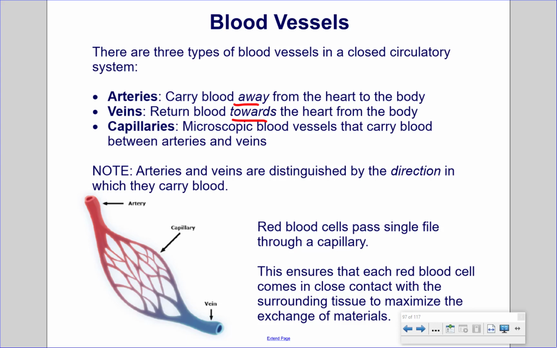Red blood cells pass single file through a capillary. Capillaries are that thin. They're no thicker than, or not too much thicker than, a red blood cell. This ensures that each red blood cell comes in close contact with surrounding tissue to maximize exchange of materials.